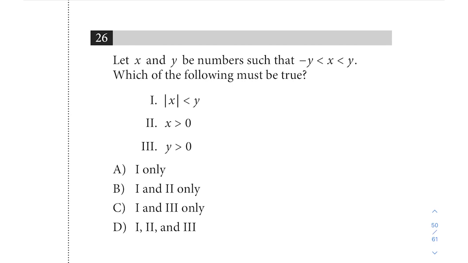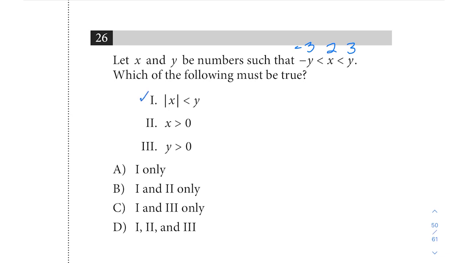Absolute value of x is less than y, x is greater than 0, and y is greater than 0. So let's test out some values and see what this relationship might look like. Here, let's do maybe x is 2 and y is 3, and then negative y would be negative 3. Okay, so that works. Those are okay values.